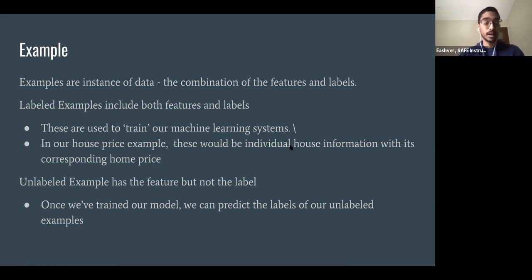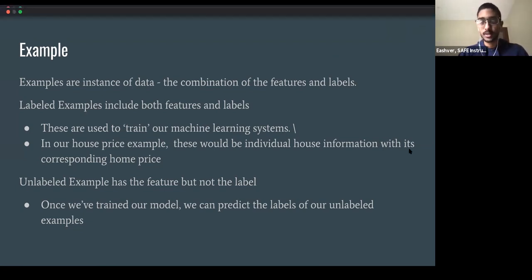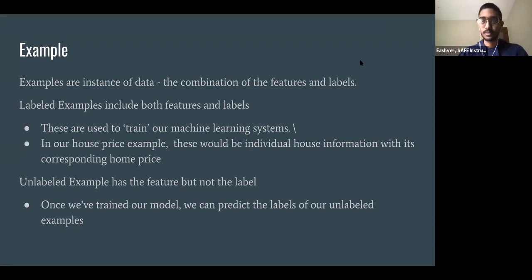And then for the unlabeled, you want to test out your model on real world examples to see how well it performs. And so that's where an unlabeled example would come in. Because once you've trained your model, now you can use it on any number of random houses that you find out in the wild.